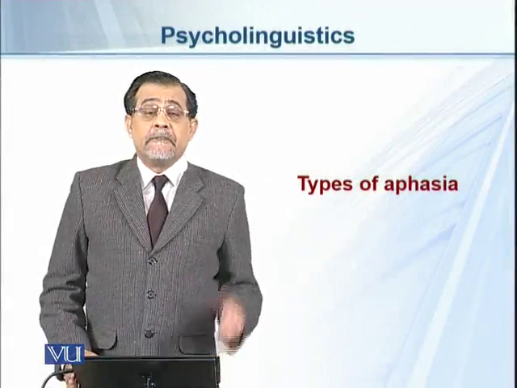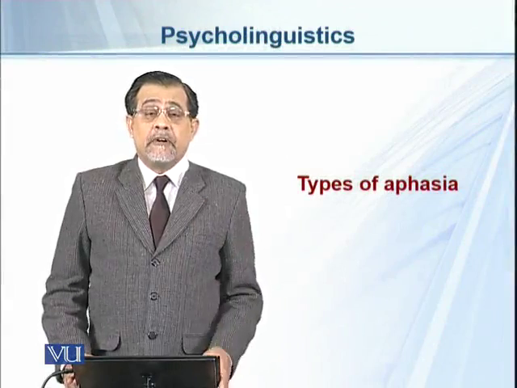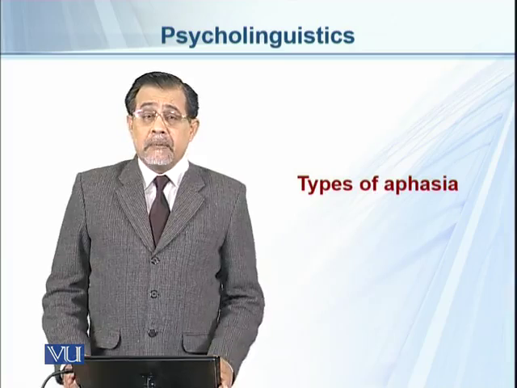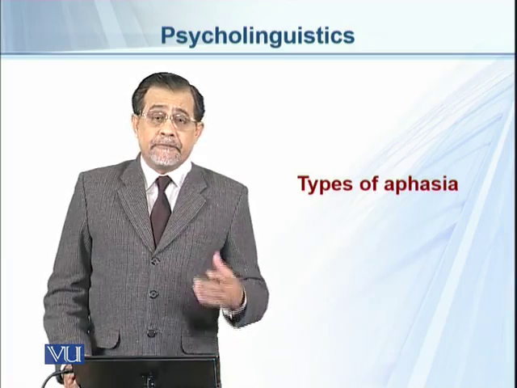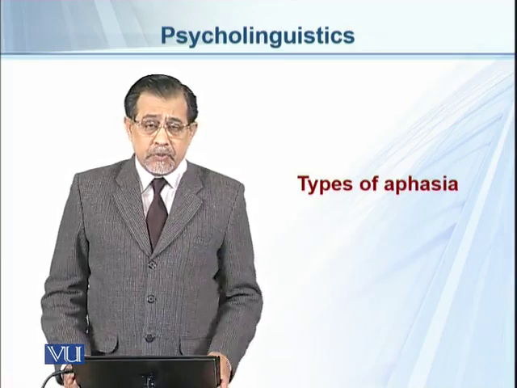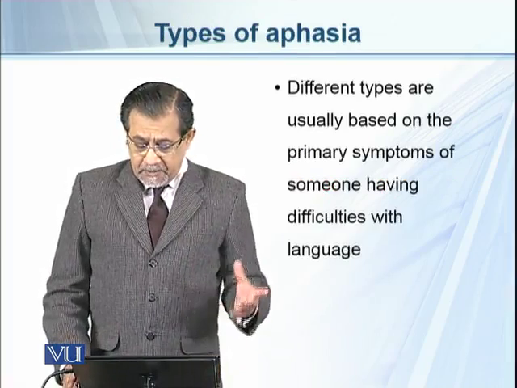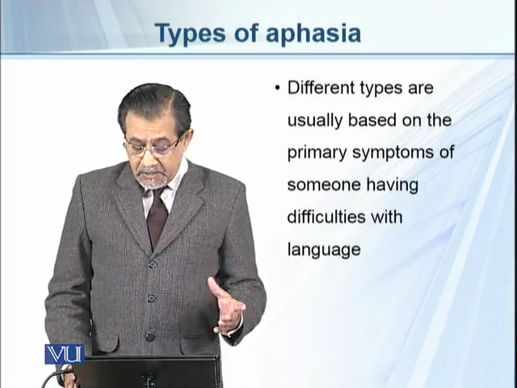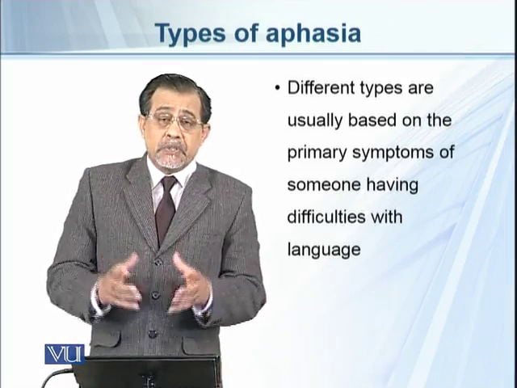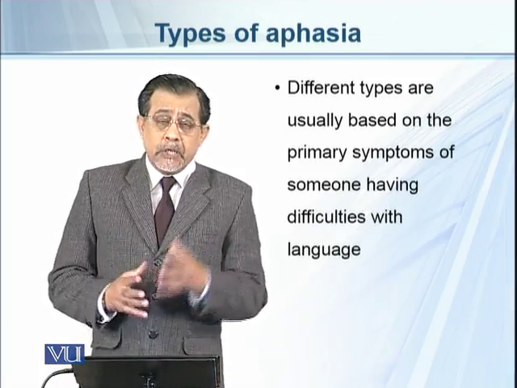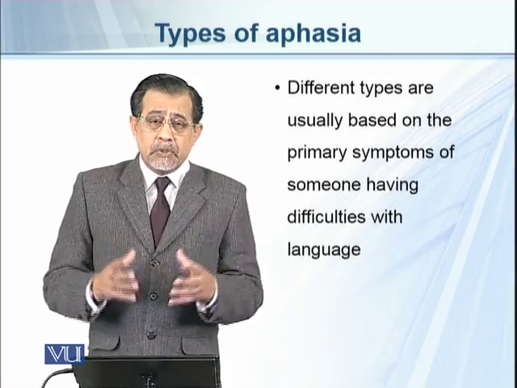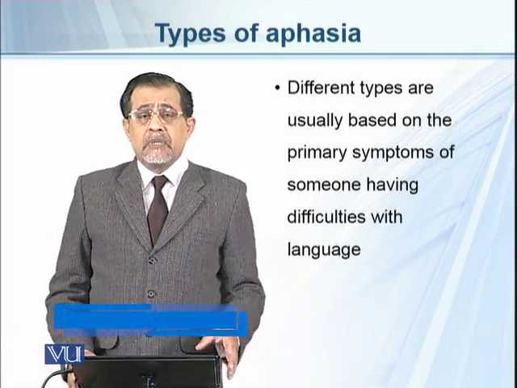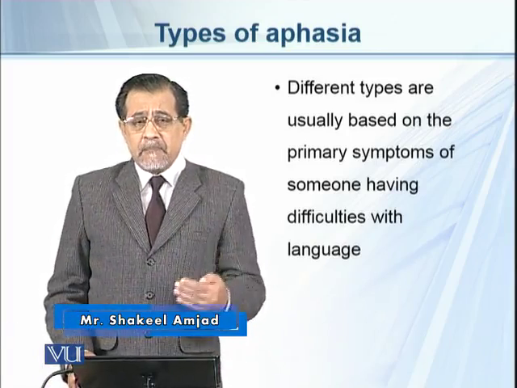Types of aphasia. Aphasia is an impairment of the function of speech due to localized brain damage that leads to inability of production of speech and comprehension of speech. Different types are usually based on the primary symptoms of someone having difficulties with speech, whether a person is unable to produce speech or unable to comprehend speech. So on the basis of these symptoms, we name a certain type of aphasia.